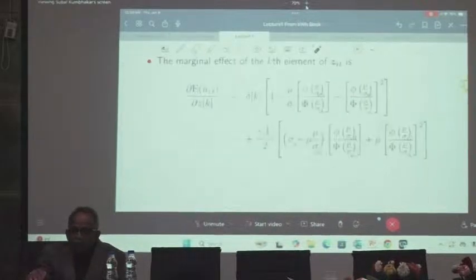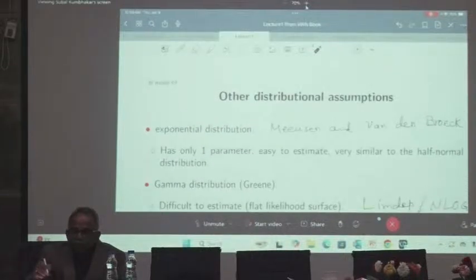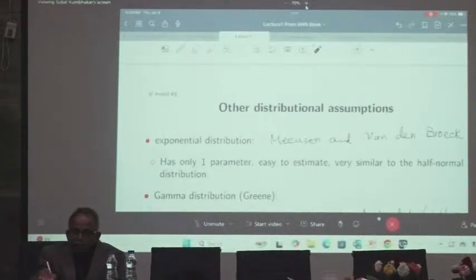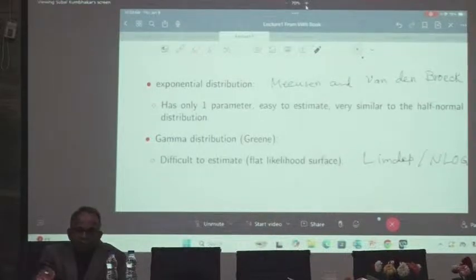So again, this gamma distribution is something that Bill Greene uses. You probably know the name. He has a textbook which is very popular, and he's also the author of a program called LIMDEP. But again, LIMDEP is not as popular as other software like R or Stata.